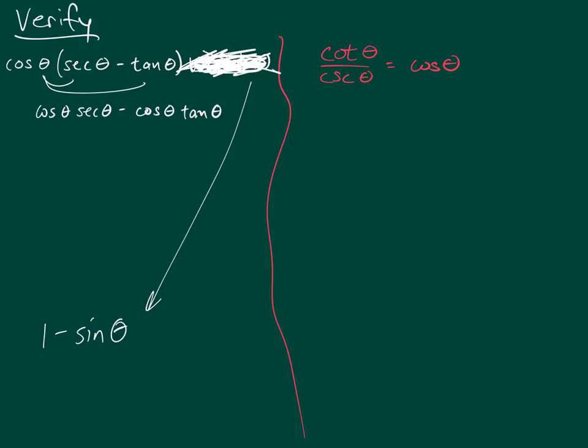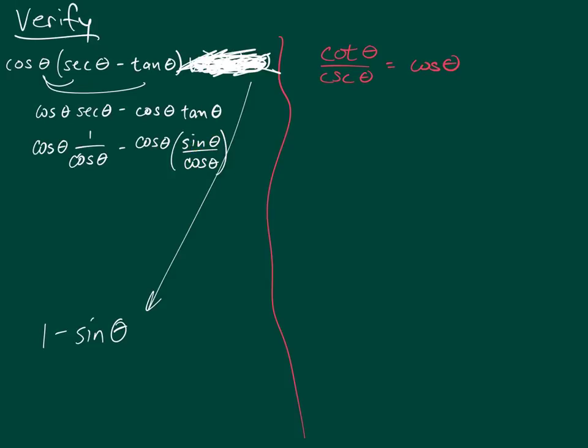So what I'm going to do now is start looking at how cosine interacts with secant and how cosine interacts with tangent. And I'm going to do that by rewriting everything that is not a cosine or a sine in terms of cosine and sine. So I'm going to write secant in terms of cosine or sine and tangents in terms of cosine or sine. Here's how this is going to look. So secant can be rewritten as 1 over cosine, and tangent can be rewritten as sine over cosine.